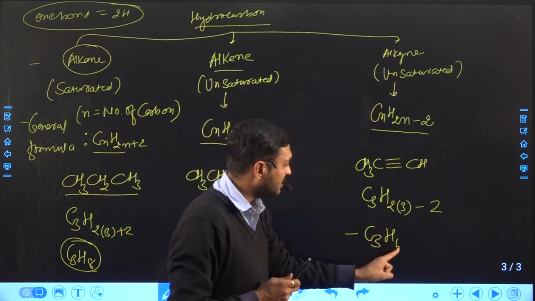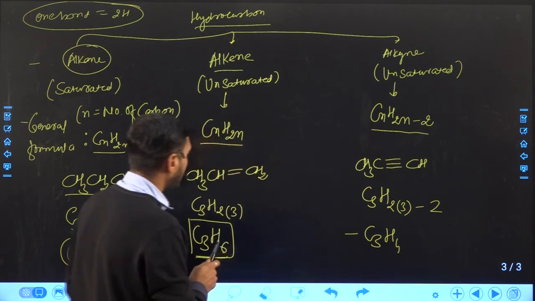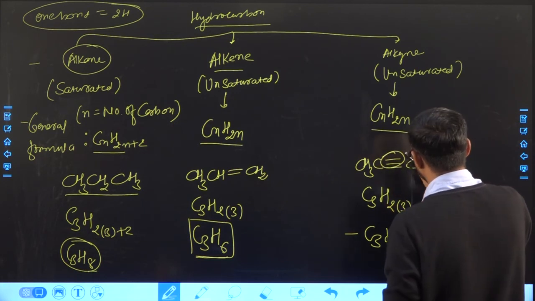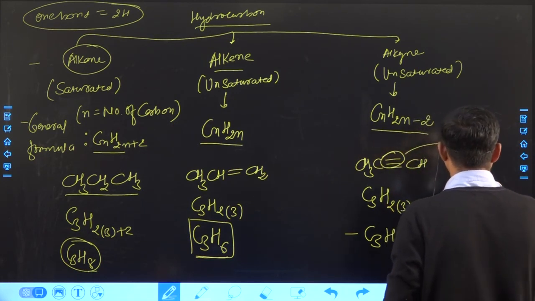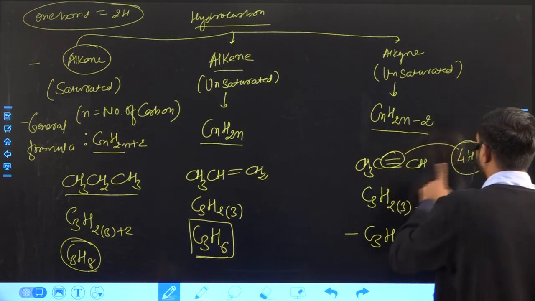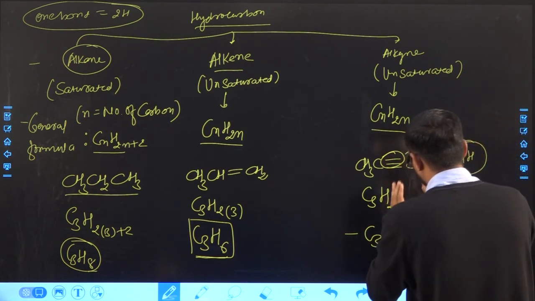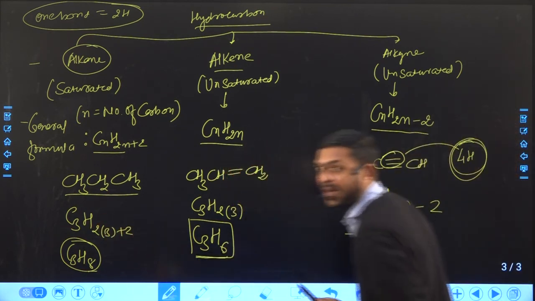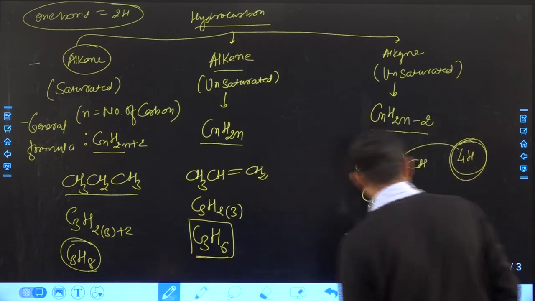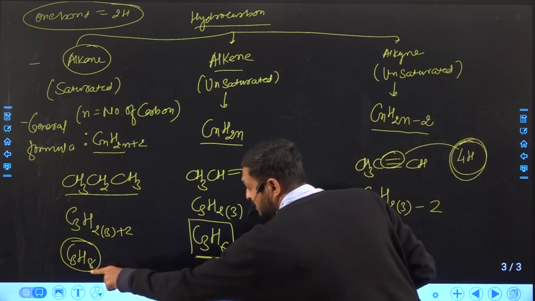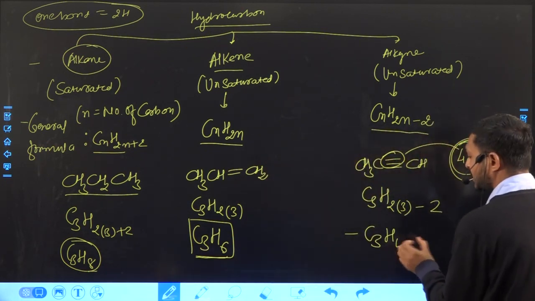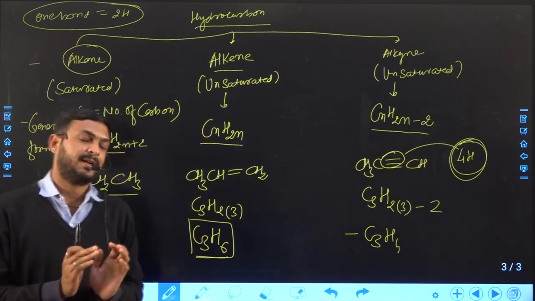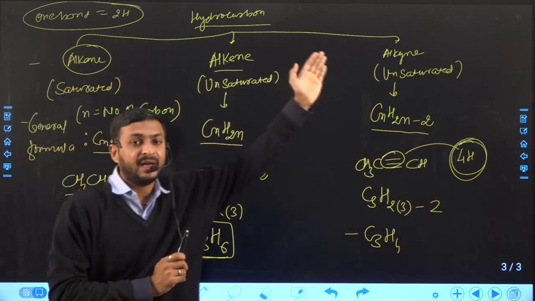While in the case of this compound, you can see the total number of carbon and the total number of hydrogen. In this case 2 more hydrogen are decreased, because 2 multiple bonds are present. That means 2 multiple bonds mean 4 hydrogen. 1 means 2 hydrogen and 2 means 4 hydrogen. So in this compound, 4 hydrogen are less compared to its parent alkane. You can see how many hydrogen are less? 4. Here total hydrogen is 8 and here total hydrogen is 4. So that is how we can differentiate alkane, alkene and alkyne.